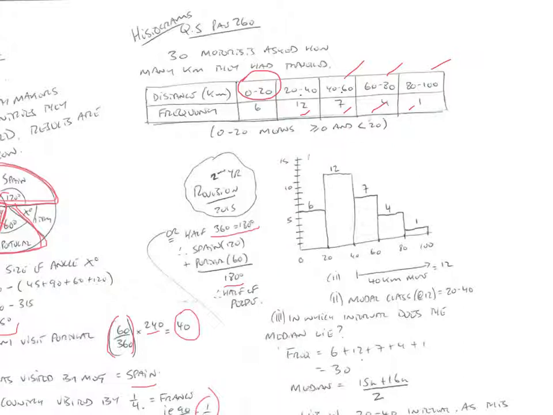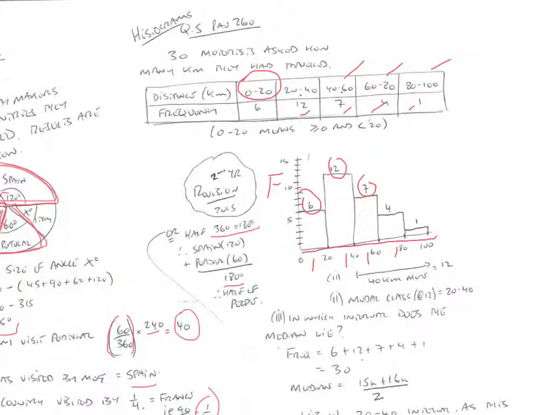So we plot our histogram like this, keeping the bars together with our class intervals here and our frequency on the y-axis. Okay, and I always like to number the bars: in this case, for 0 to 20, I put my 6, and then I put my 12 and my 7. It just makes it easier after.